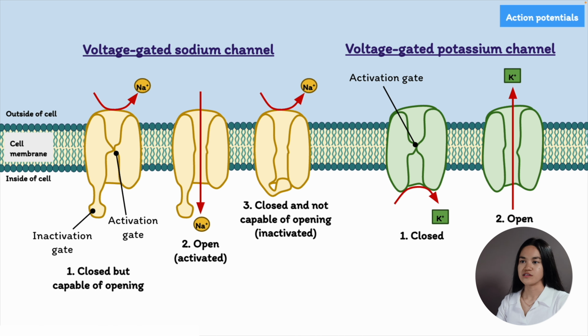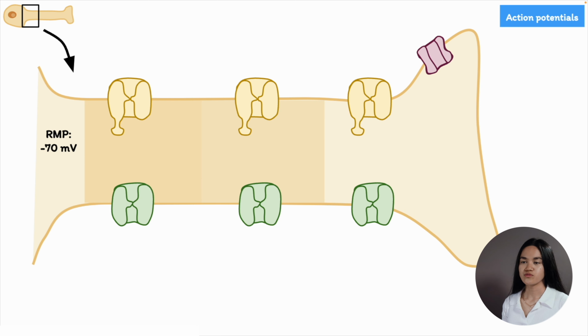Now that we've established these two channels, let's go through what happens during an action potential. At resting potential, all voltage-gated channels are closed. The activation gate is closed, but the inactivation gate is open. It's in the state of being closed, but capable of opening. Then, at threshold potential, we've triggered an action potential. The membrane potential is at -55 millivolts. So think about all the added graded potentials.